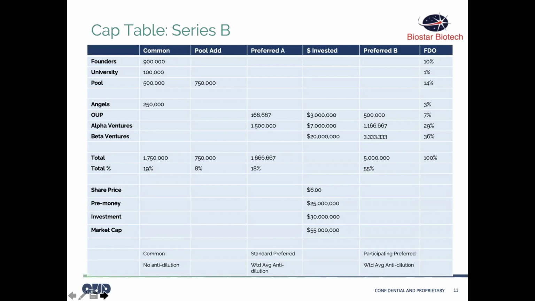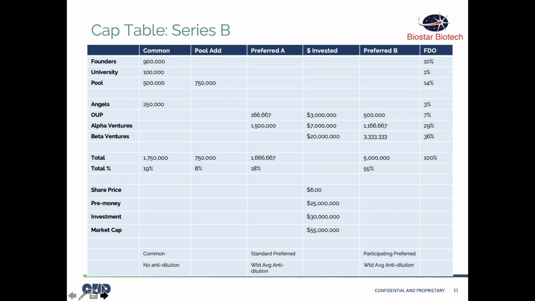You can see now in the B, OUP is investing its 10% right, so $3 million of a $30 million round. Alpha put in 7, so the balance of the 10 from the insiders, and then Beta invests $20 million. This was done at $6 a share with a pre-money of 25. Investing 30 gives you 55 million of post-money valuation. So this round values the company at 55.